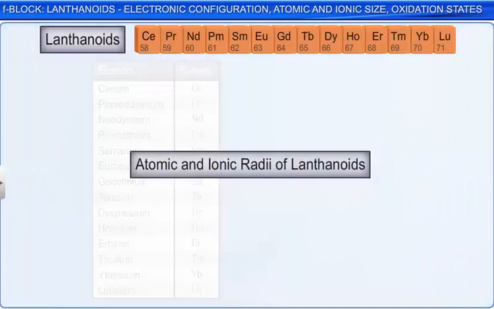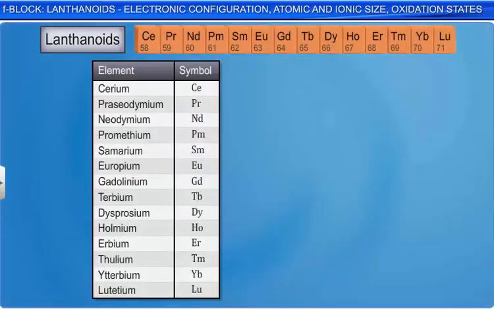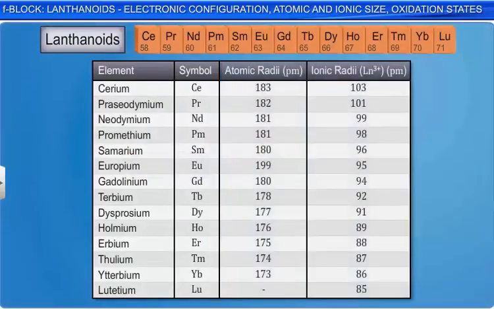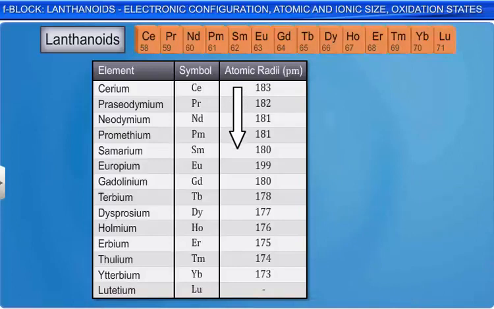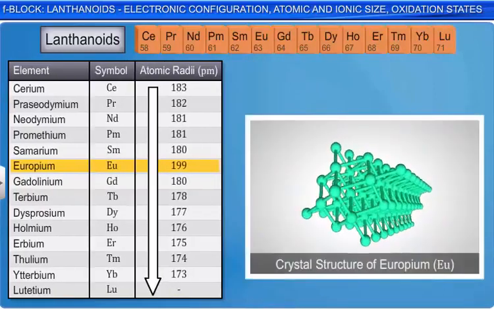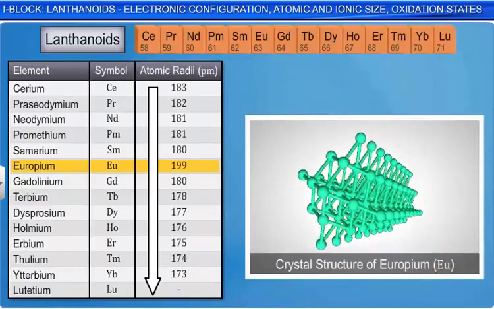Next, we look at the atomic and ionic radii of these elements. The atomic and ionic radii are shown in the table here. You can see that the atomic radii exhibit a smooth trend across the series, with the exception of the element europium. Europium, because of its crystal structure, has an abnormal atomic radius.